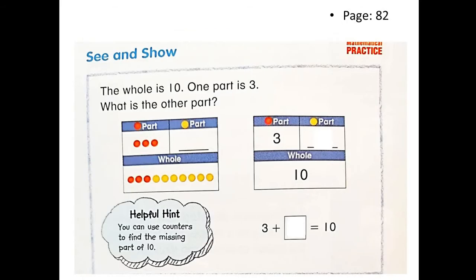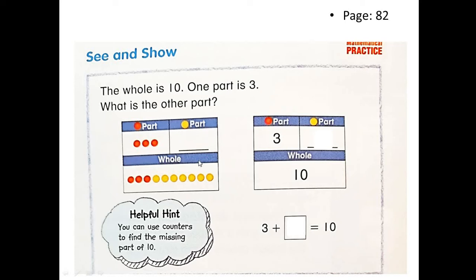Now, let's see the next page in your book. Here we have another example. In this table, we have two parts and the whole. We know the first part, it contains 3 red circles. So we write here number 3. 3 red circles, okay? And the second part, we don't know what it is. It's missing. We don't know how many yellow circles are here.